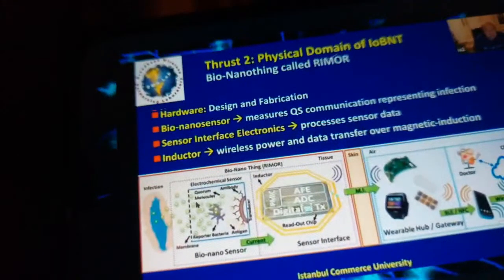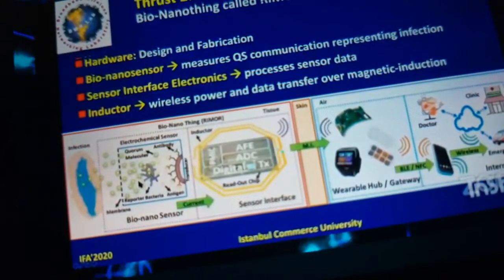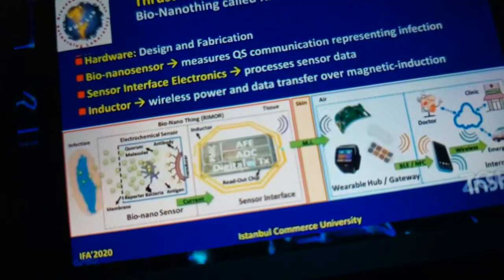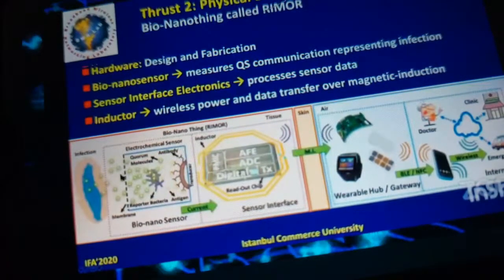So now you can see here the physical domain. I'm going down now into these details. So we also call this a BioNano Thing, right? It has these two parts. That's called the BioNano sensor. They can sense quorum molecules, and there are these reporter bacteria, membranes here, and antigens and antibodies here. I will explain to you more about the details of this. So that's the infected area, for example.